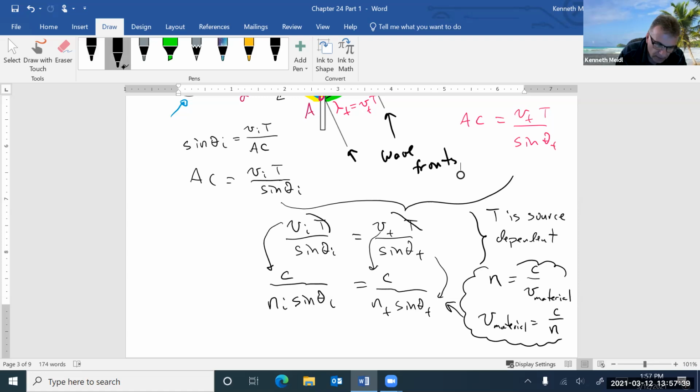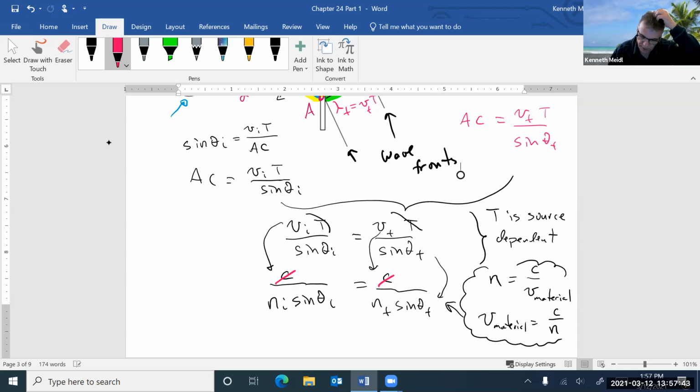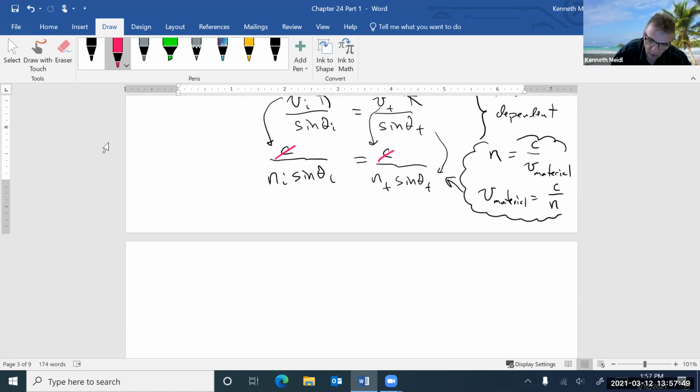Okay, so the speed of light in the vacuum is the same on both sides, and then I'm going to take the reciprocal of both sides. And you know what I'm left with here then is n_i times sine of theta_i equals n_t sine of theta_t.